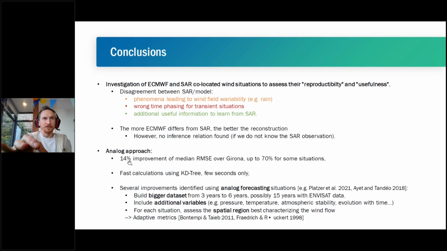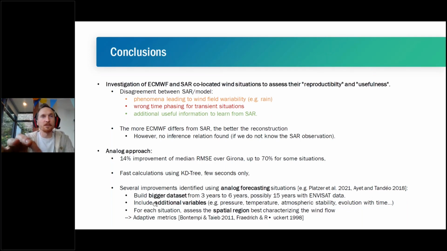So I've already shown the improvements of the method overall, which are made available within a few seconds only thanks to KD3. And there are several improvements that are identified using, for instance, analog forecasting, but also maybe some more deep learning methodologies if we manage to have a much bigger data set. So far, we have only been using 3 years, but we could make it grow to 6 years and possibly even to 15 years with some additional NVSet data.